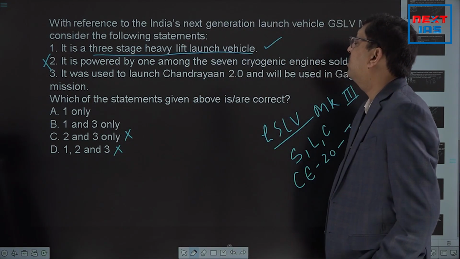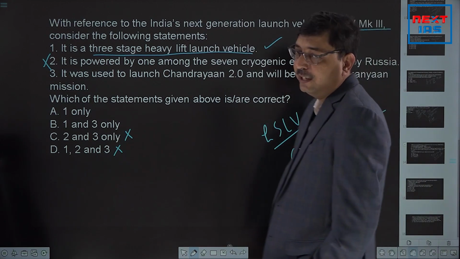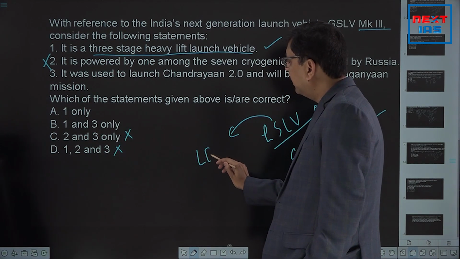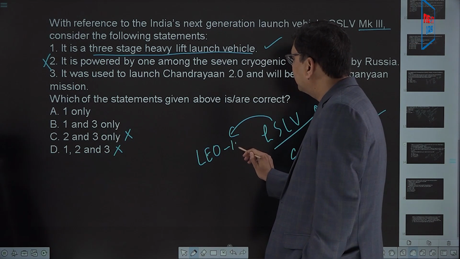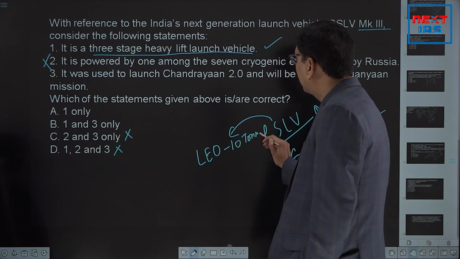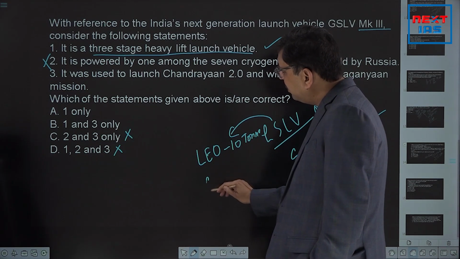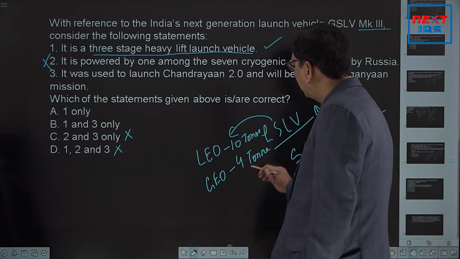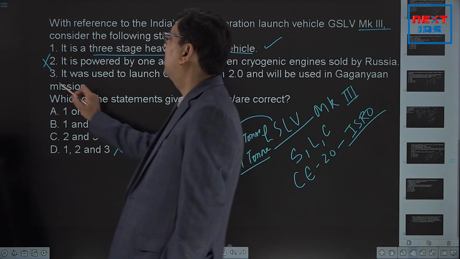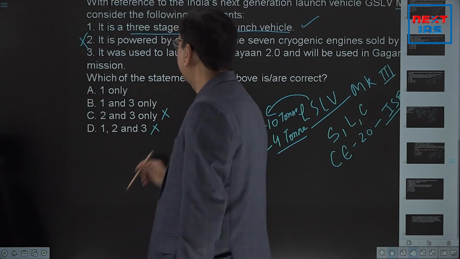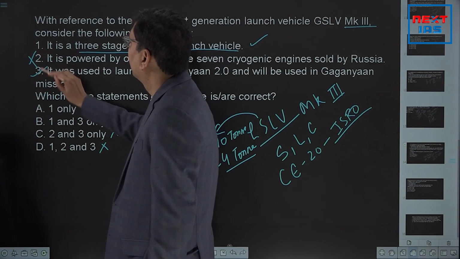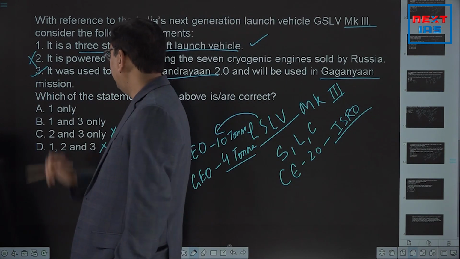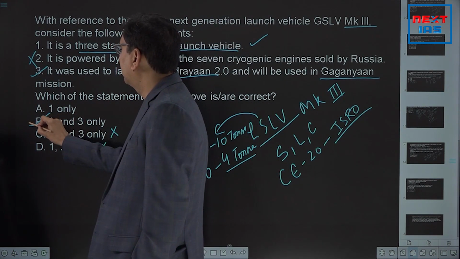It was used to launch Chandrayaan-2 and will be used in Gaganyaan. Yes, for GSLV Mk3 in low Earth orbit, the payload capacity will be 10 ton, and for geostationary Earth orbit, it will be 4 ton. It was used for Chandrayaan-2 and will be used in Gaganyaan. So statement 3 is correct. So answer is B.